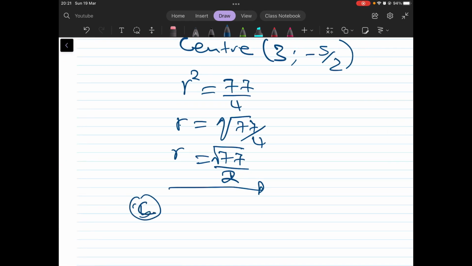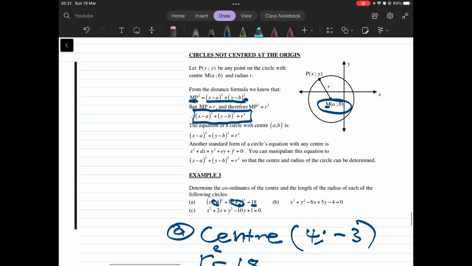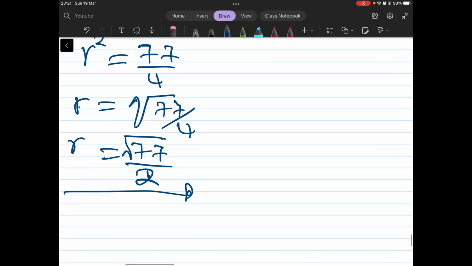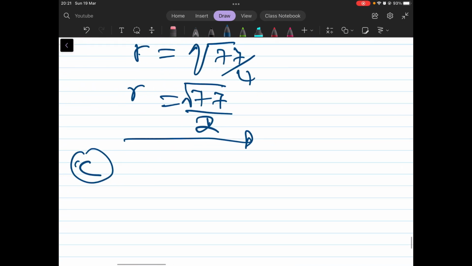Then for C, okay, for C, what is happening? Let's get back to the question. As you can see, for C, again, we're given the equation of the circle, but it's not in the standard format. So we're going to get it to the standard format. Then we can write the coordinates of the center and get the radius. So to do that, again, we're going to need to complete the square at some point.